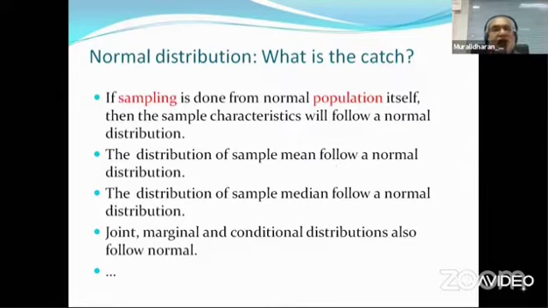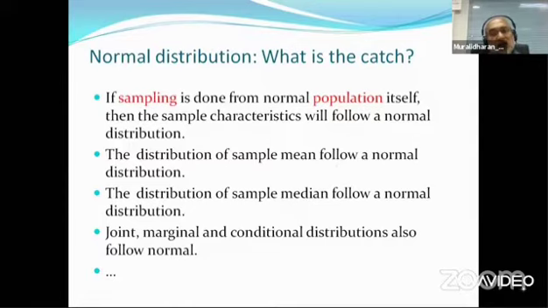So normal distribution has many interesting properties which can be proved theoretically, which can be shown practically, which can be illustrated practically. So this is very, very unique in that sense. There are no other distributions where this can be done. Theoretically also we can have constructs possible. Practically also we can have constructs. So let us see what is the catch here.